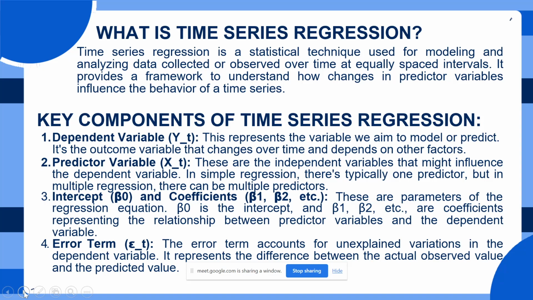Next is predictor variable. These are the independent variables that might influence the dependent variable. In simple regression, there's typically one predictor, but in multiple regression, there can be multiple predictors. These are the independent variables that are believed to influence the dependent variable. And in time series regression, these variables are observed or measured at the same time point as the dependent variable.